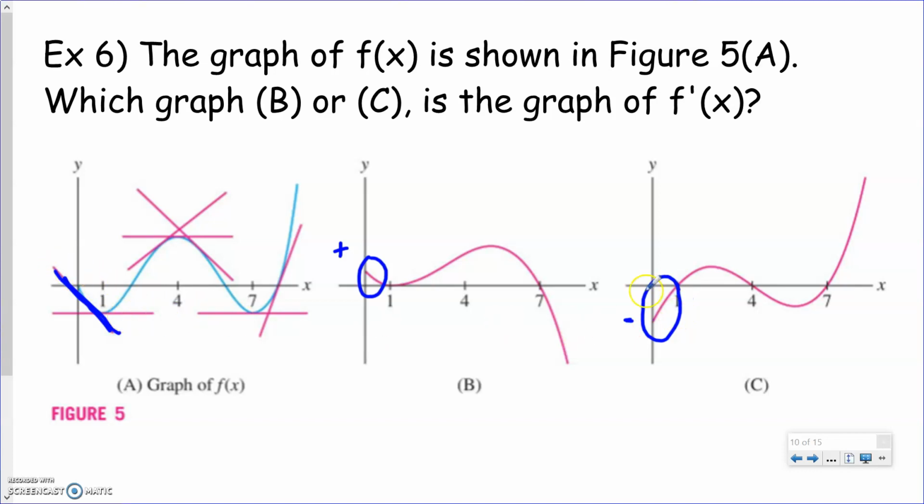Okay, so my slope is negative or below the x-axis for our derivative. And then it's positive, so it's going to be above the x-axis. And then it switches to negative, so below the x-axis, and then switches back to positive. So my answer is C.